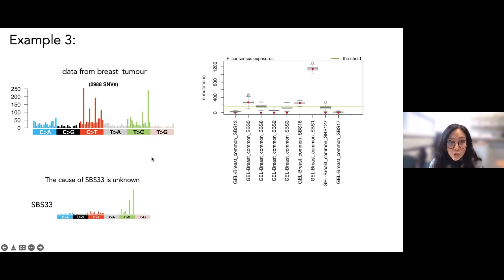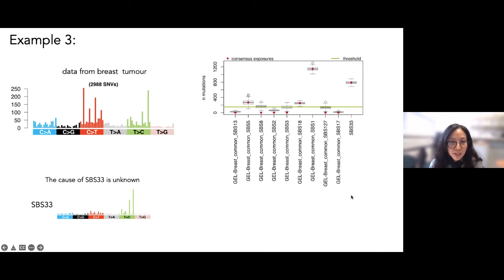Okay, this is example number three. This is again a breast tumor. If you look at this profile, a lot of what you're seeing here is C>T at CpG, which is signature one. And a lot of people just go, okay, well, this looks like a pretty boring sample. Have we fit the right signatures? Yes, these are breast common signatures. Is there anything out of the ordinary?